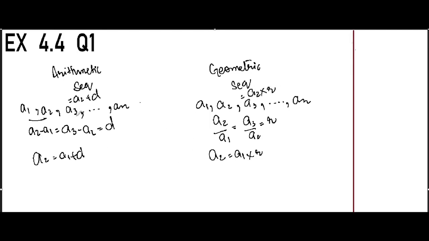So this means that for every next term, we are going to multiply by the ratio for a geometric sequence, and we are going to add the difference for an arithmetic sequence. This is the basic difference. Now when we solve it, we are going to understand it further. Okay, so the formula for the nth term of a geometric sequence is an is equal to a1 r raised to the power n minus 1.